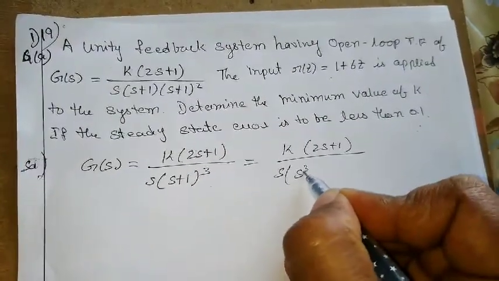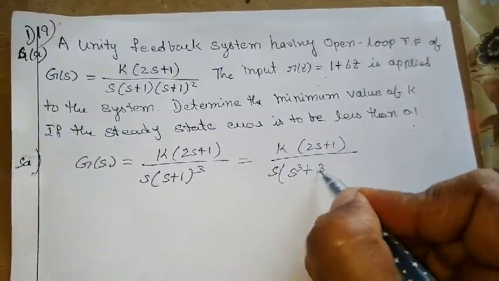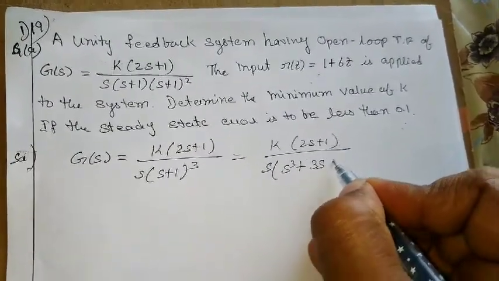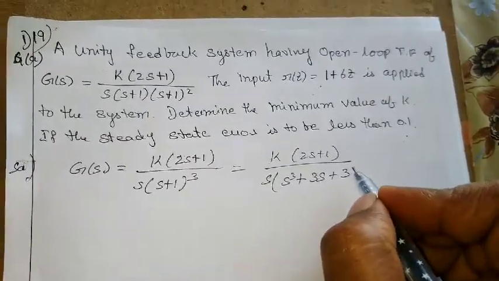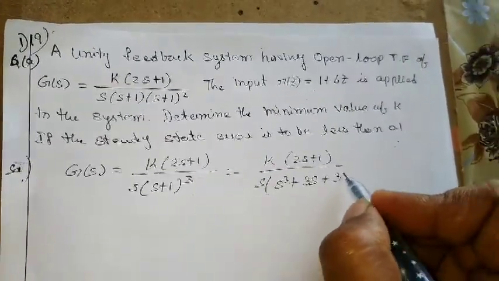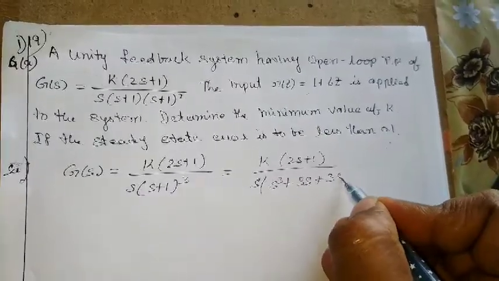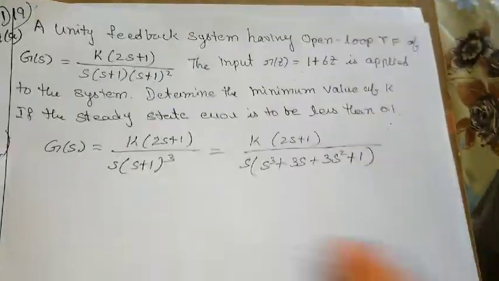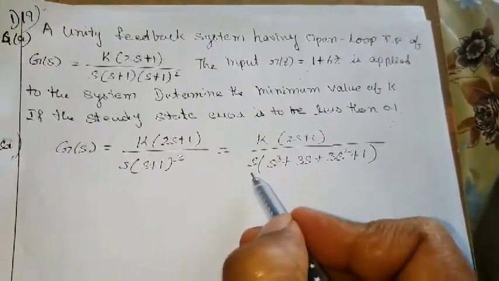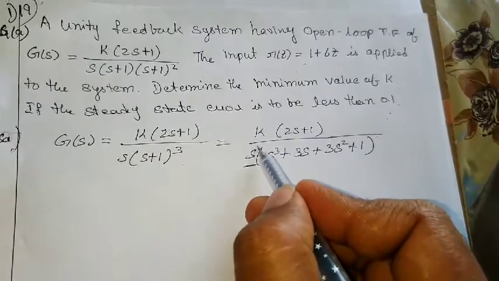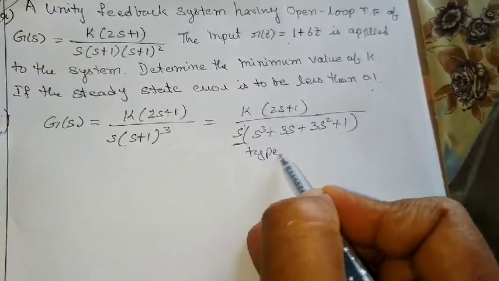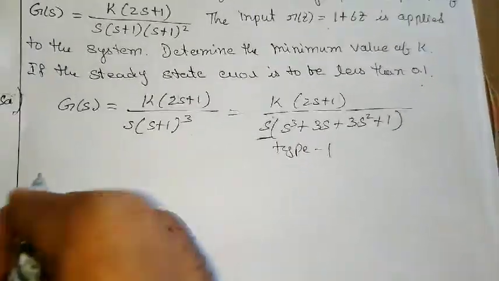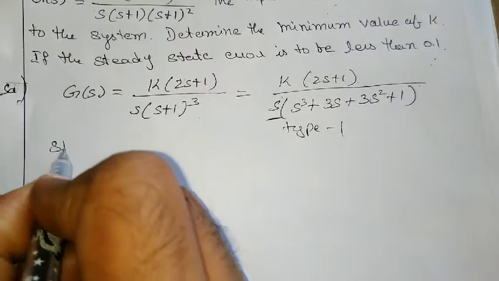So I'll get K(2s+1) divided by, applying (a+b)^3, s^3 + 3ab^2, so 3s, next 3a^2 b, so I'll get 3s^2, plus 1, b^3. So here there is s to the power 1, so this is a type 1 system. So for type 1 we have only velocity error constant. Let us find out the static error constants.